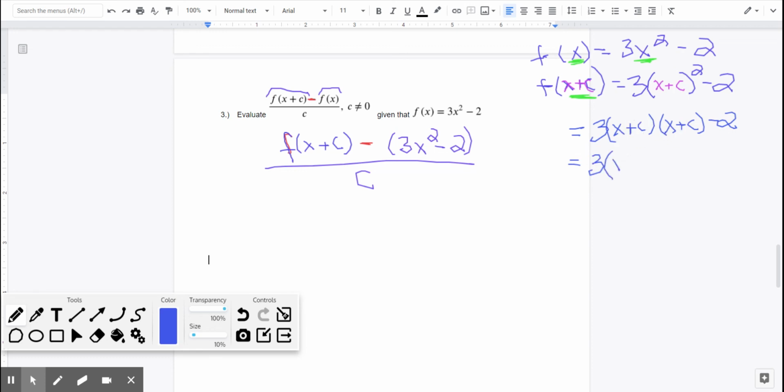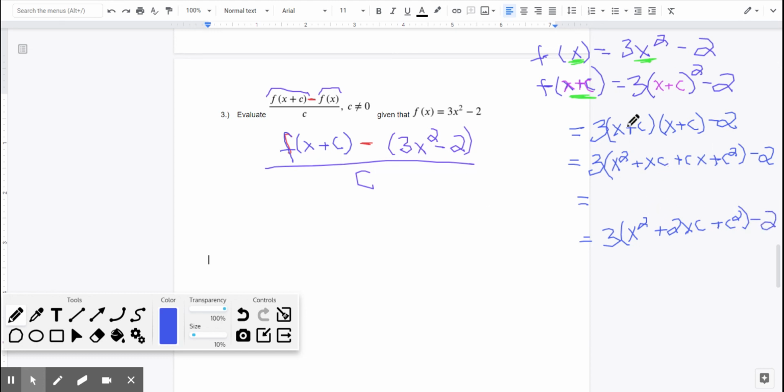So if I FOIL, I get x squared. My outers are xc. My inners are cx. And my last times last is plus c squared. Now, if you look inside those parentheses, you actually have a pair of like terms. So when you go to combine those like terms, you're going to end up with x squared plus 2xc plus c squared.